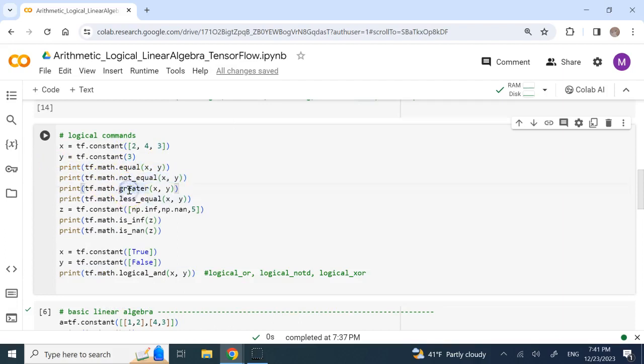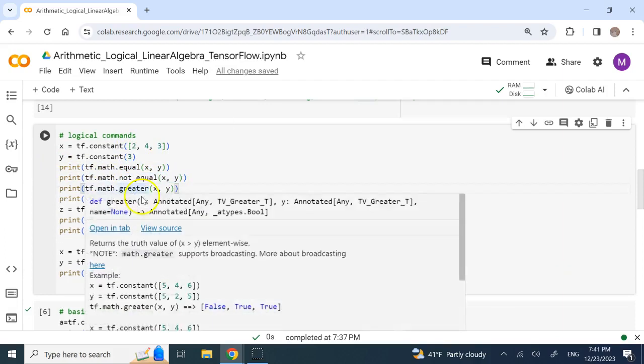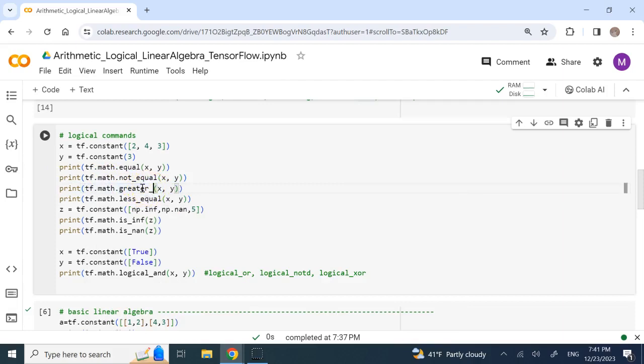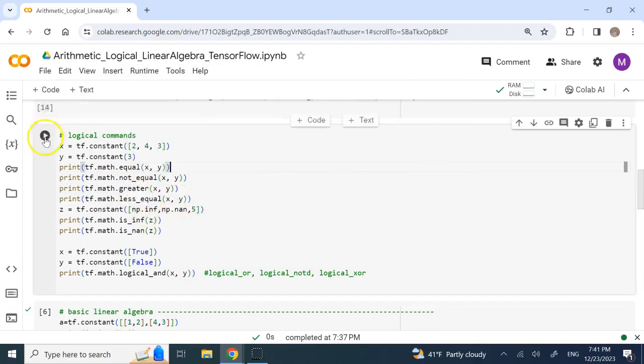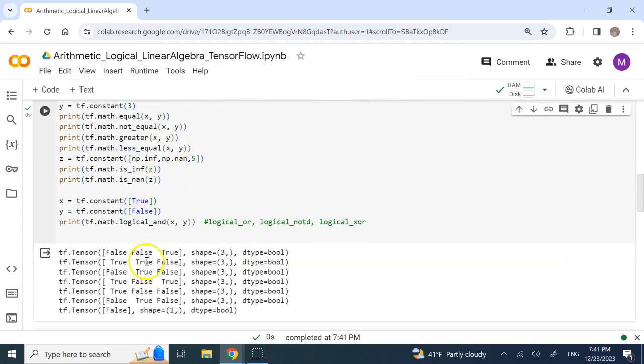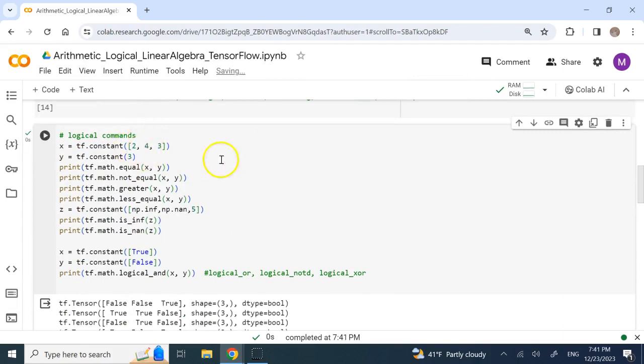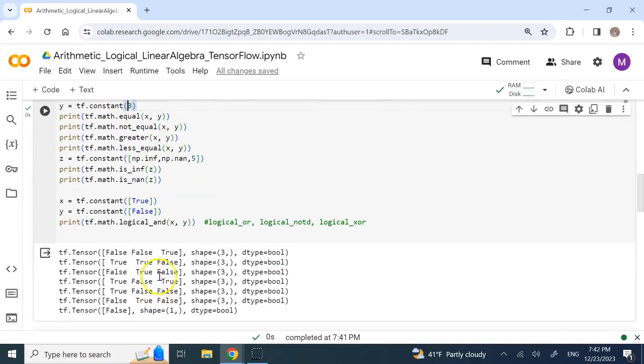If it's greater, I say greater. If it's greater than or equal, you say greater_equal, right? You see it here. Or you say less, and you say less_equal. Okay, so you can use all of those. Let me run that for you. So you see here, is y equal to x? Well, 3 is not equal to 2, not equal to 4. So you get 2 falses, but equal to the last number, so you get a true.